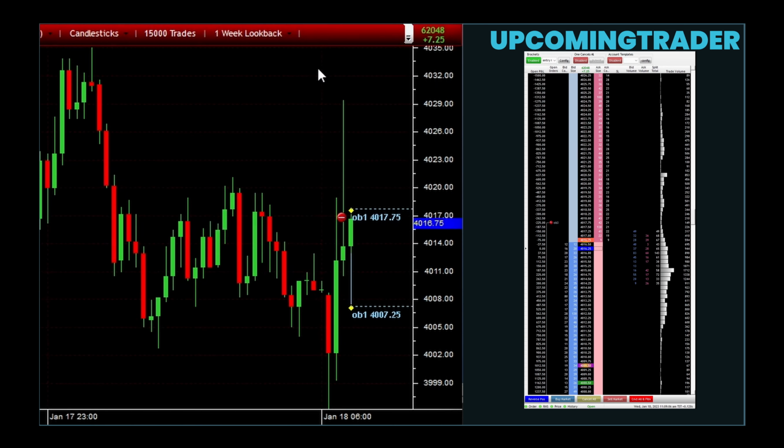Another mistake is ignoring the actual price action while relying too much on the volume profile. The volume profile is a powerful tool, but it works best when used alongside price action. Price action tells you what is happening with the price, and the volume profile tells you how many traders are interested at certain levels. You need both pieces of information to make informed decisions.